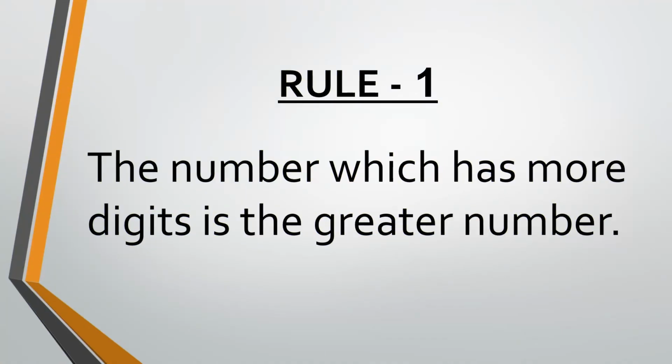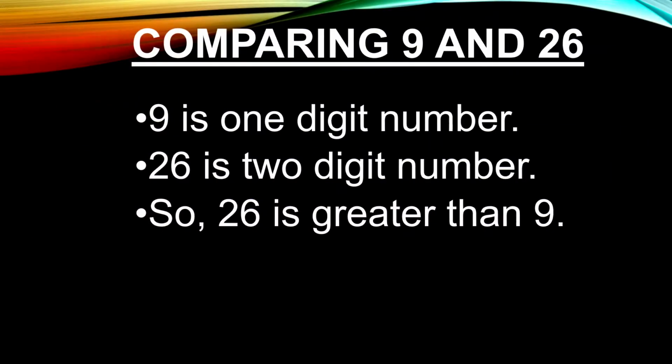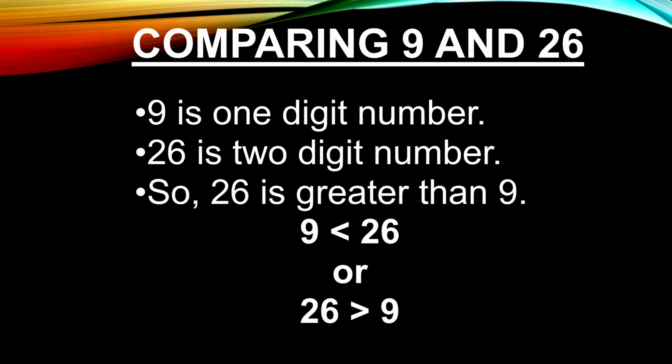Okay, for comparing the numbers, we follow these rules. Rule 1. The number which has more digits is the greater number. For example, 9 and 26. Here, 9 is a one digit number and 26 is a two digit number. 26 has more digits. So, 26 is the greater number. We can write it as 9 is smaller than 26 or 26 is greater than 9.